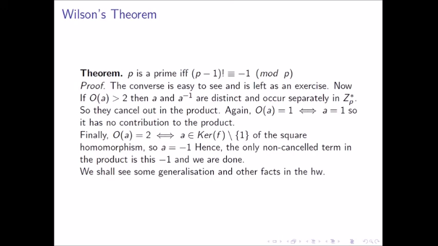So indeed, it turns out a is minus 1. We had studied for a prime p what the quadratic residue class is and all. So in the kernel, it was 1 and n minus 1, or p minus 1 over here. So a is equal to minus 1. Hence the only non-cancelled term in the product is this minus 1. So everything cancels out except 1 times minus 1. So the product turns out to be minus 1. And we are done. We'll see a generalization of this theorem and also some other facts in the homework.